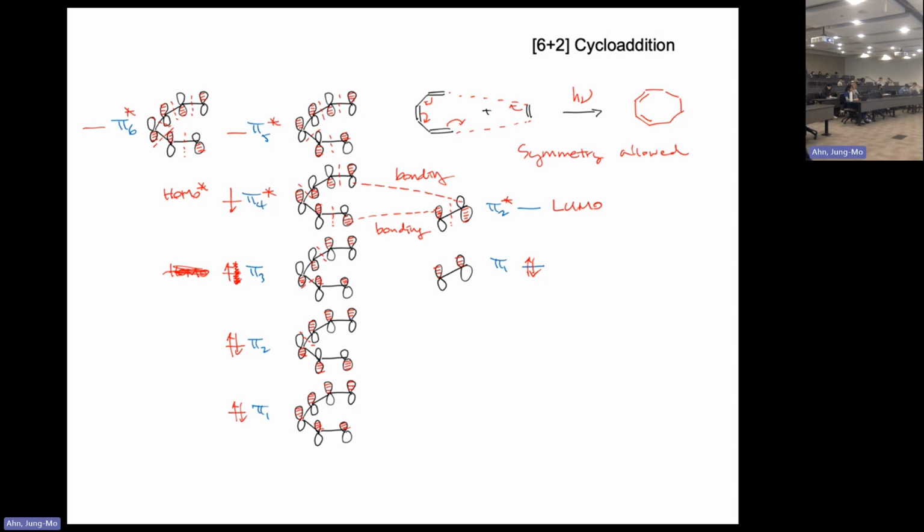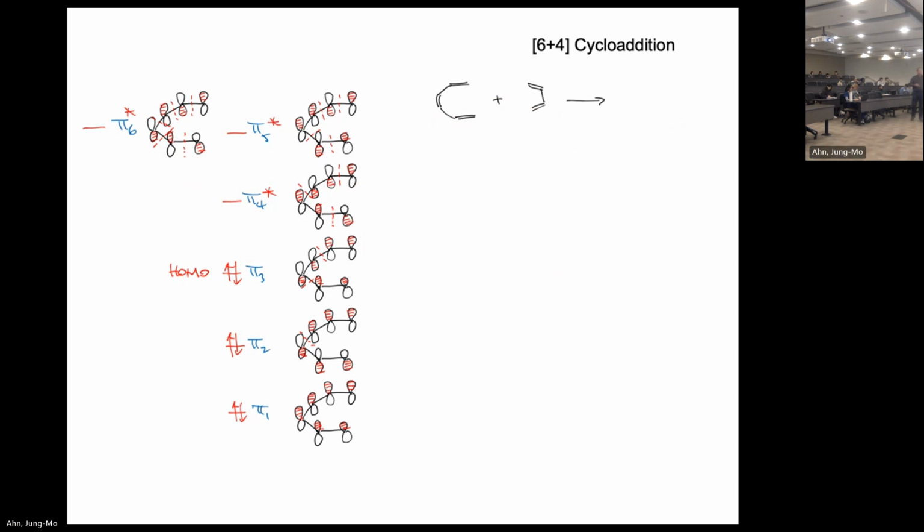That is something that I had asked you to do at home. I don't know how many of you have done it, but now you see that this is something you could do for any number of conjugated pi systems. Because the other is more popular, but you can also create different sized rings from this reaction. Continuing further, let's talk about 6 plus 4.